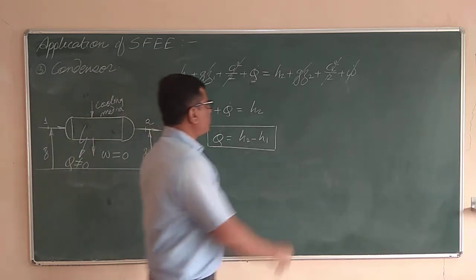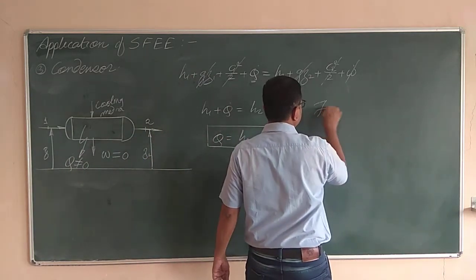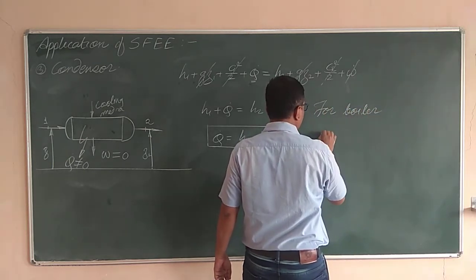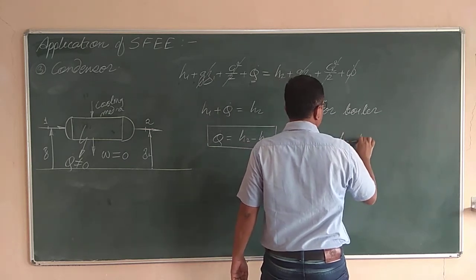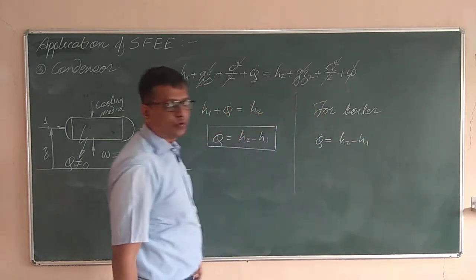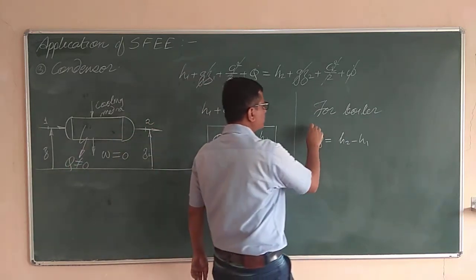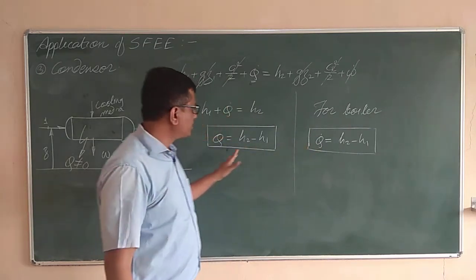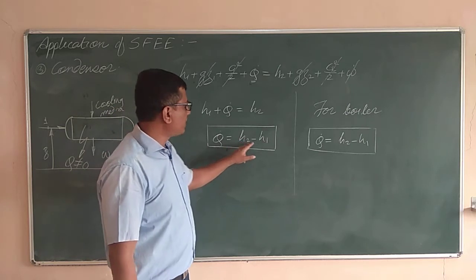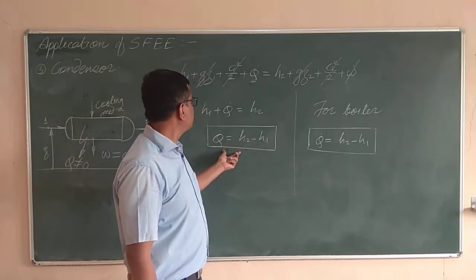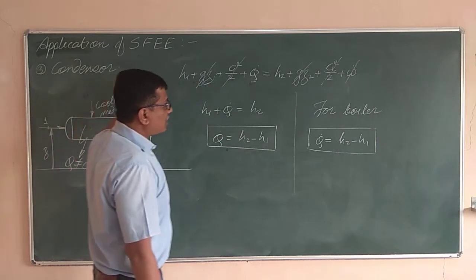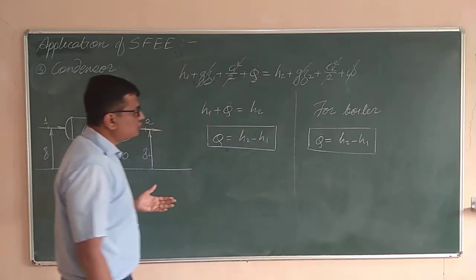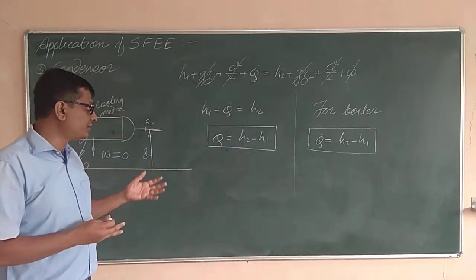In the previous case, for the boiler, we have seen one equation. For the boiler, if I am not wrong, Q dot, the heat transfer rate, was equal to H2 minus H1, almost the same equation. So for the boiler, this is the equation, and for the condenser, this is the equation. If you simply look at these two equations, Q dot is equal to H2 minus H1 for the condenser, and applying the steady flow energy equation to the boiler, we get the same equation. So there is no difference in these two equations if we just observe superficially.